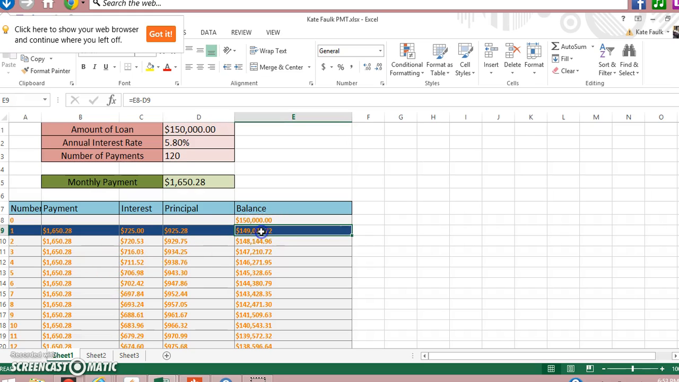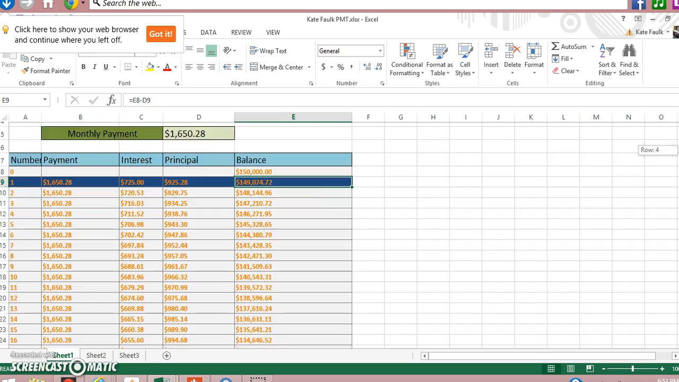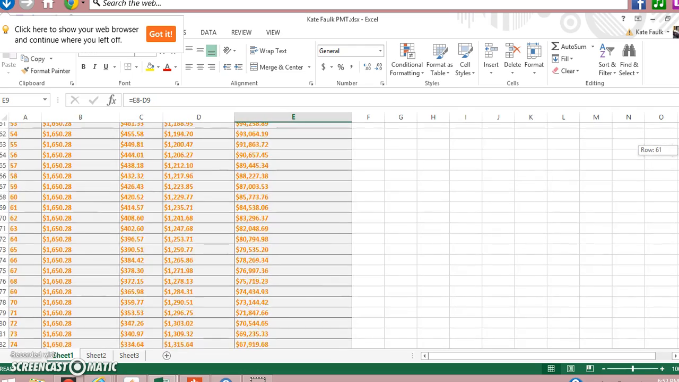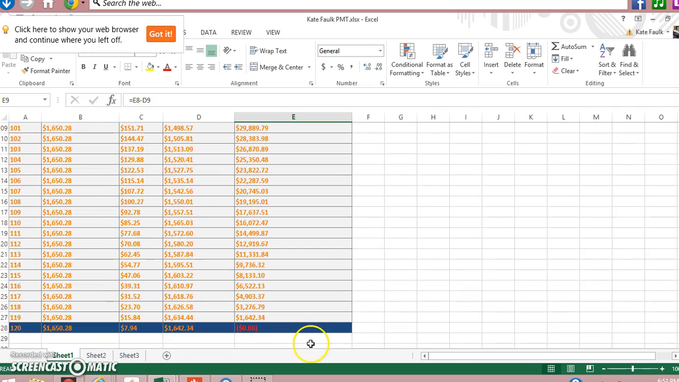Now, to get your total balance that's left in your loan account, which is how much you need to pay, all it's going to do is subtract your principal from the balance you had in the previous payment, and then it'll give you this number here. And if you look all the way at the bottom, I did that for each of the cells all the way down to the 120th payment, and it finally zeroed out here.